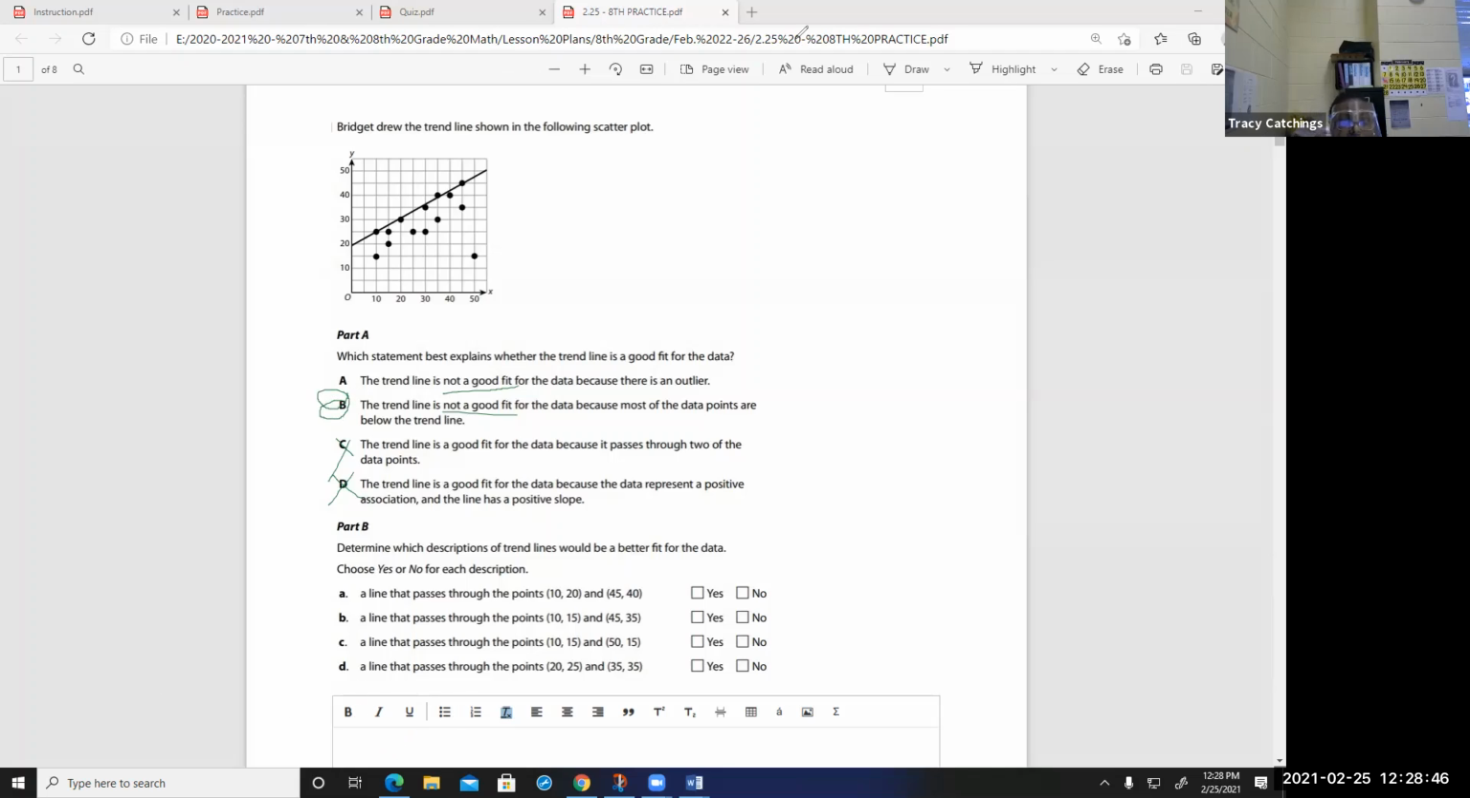All right, now let's look at B. Part B says determine which description of trend lines would be a better fit for the data. So they know that's a bad fit, and now they want us to figure out which could possibly be a good fit. So answer choice A, they gave us 10, 20, and 45, 40. So let's see what it said. 10, 20 is about there. 45, 40 is there. All right, what if I drew the line like this?